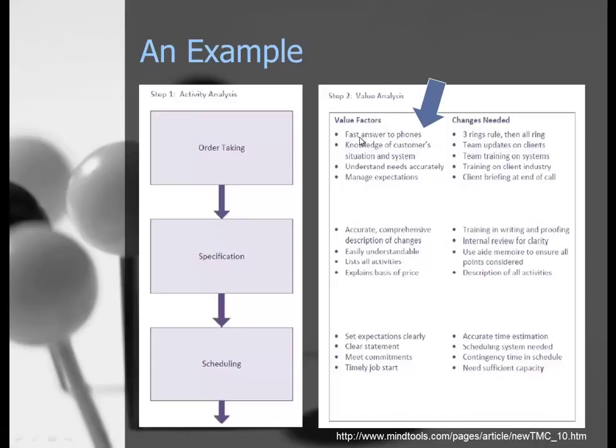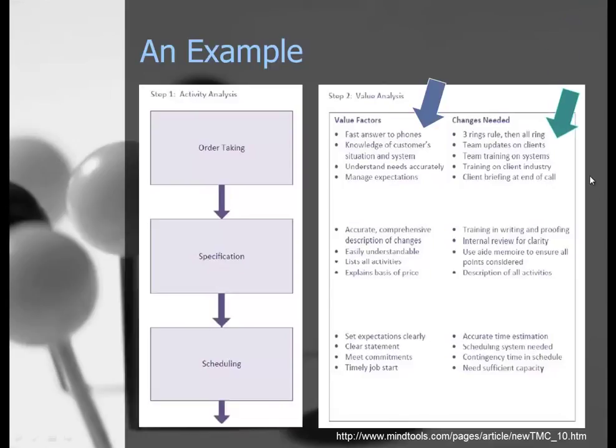Right, in the value analysis stage, which is the first of the two columns, for each category the team determined what adds value to the customer. So fast answering of phones, knowledge of the systems, understanding accurate needs, and managing expectations for what can be delivered. And then for each category, the team summarized the highest priority descriptors of what creates value for that category.